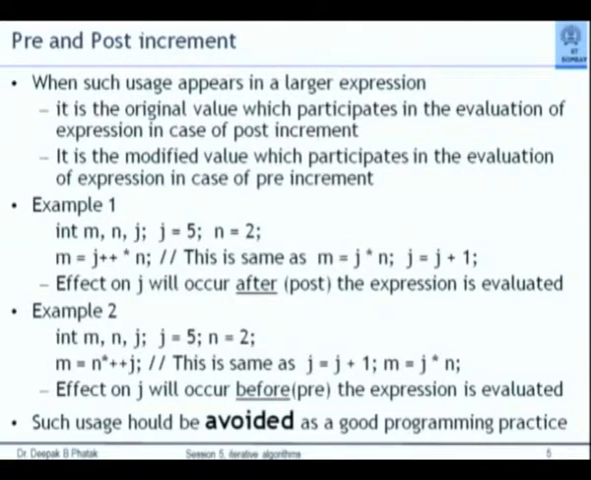On the other hand, if I use the same declarations and same initial values of j equal to 5 and n equal to 2, and say m is equal to n star plus plus j. Now observe that this is a pre-increment. So this in effect is the same as j is equal to j plus 1, followed by m is equal to j star n.